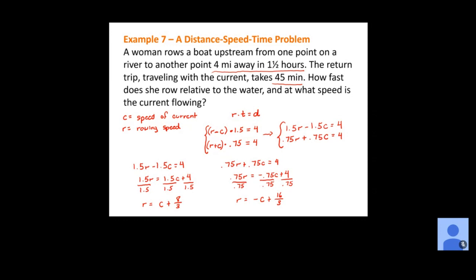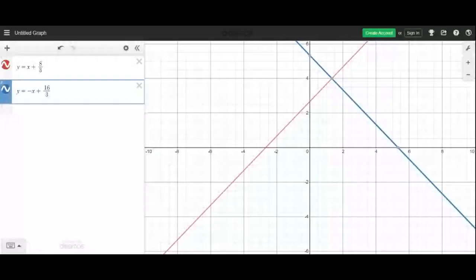All right. So once we've done that, now we can go to our graphing calculator and we can put those in there. Again, you're going to have to use X instead of C. So go to your Y equals. I'll put this in Desmos. So there's my Desmos graph. So hopefully you got something that looks similar to that on your calculator.